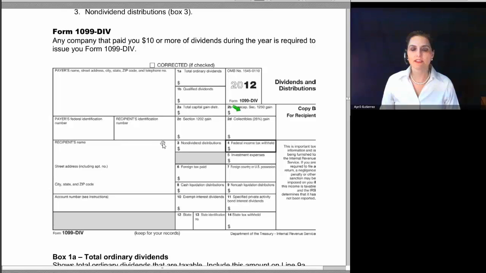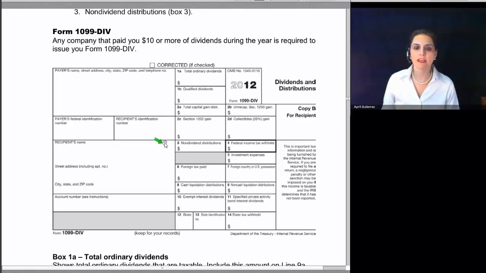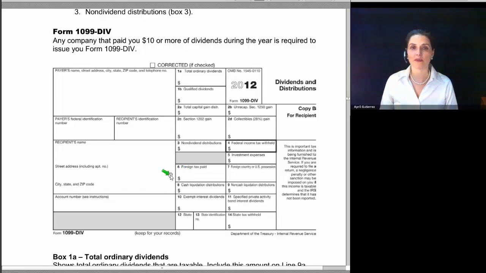We also have non-dividend distributions. A non-dividend distribution is a return of your cost in an item, and in most cases non-dividend distributions are not taxable. Federal income tax may be withheld and is required to be withheld if you have not provided the Social Security number. If any of the dividends are from foreign companies, foreign investments, then foreign tax may have been paid to a foreign country, and the amount of foreign tax paid will show in Box 6.